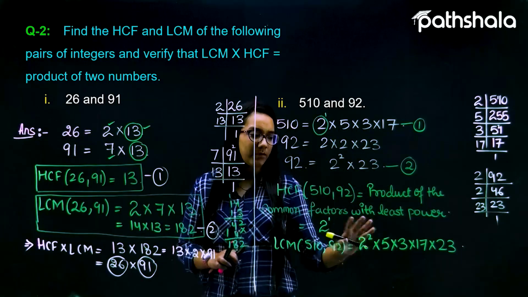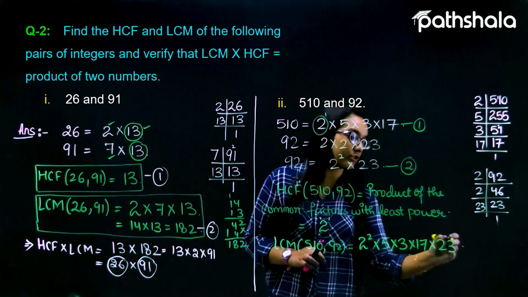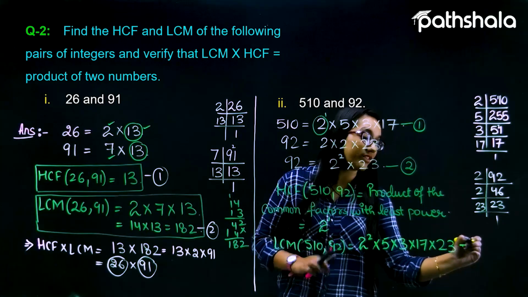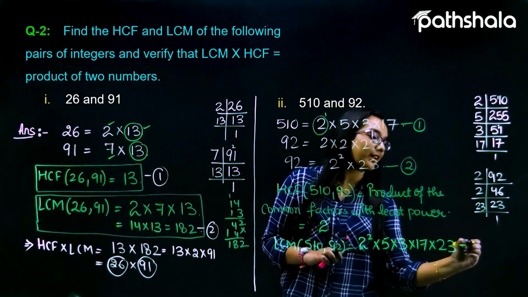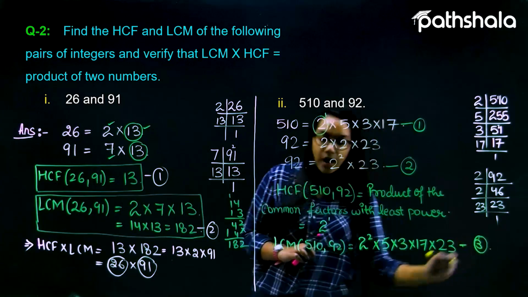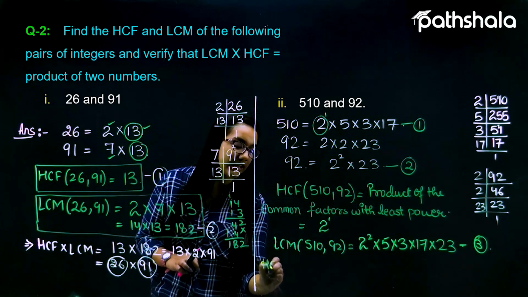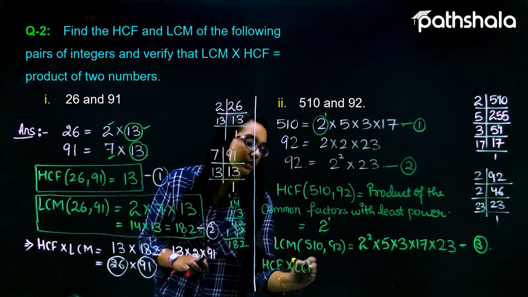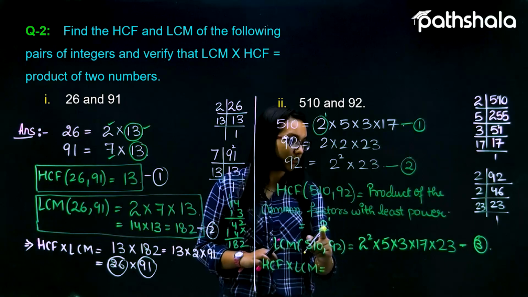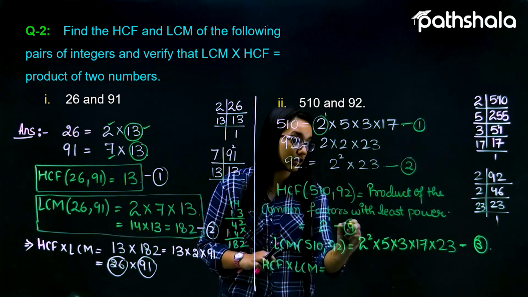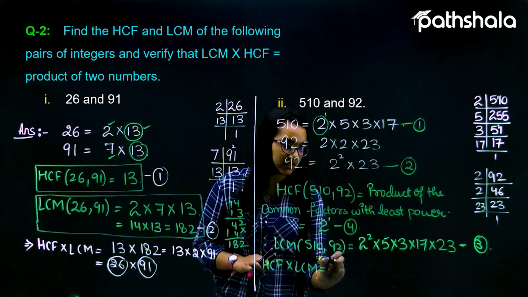So let us suppose I'm not solving it, because at the end we just have to prove that the LCM into HCF is equal to the product of the two numbers. So let us suppose I'm taking it as equation number 3. Again, we have to prove that the HCF into LCM is nothing but the product of the two numbers. So let us suppose I'm taking the HCF over here. Let us suppose I'm calling it equation number 4. So let us suppose HCF is 2.